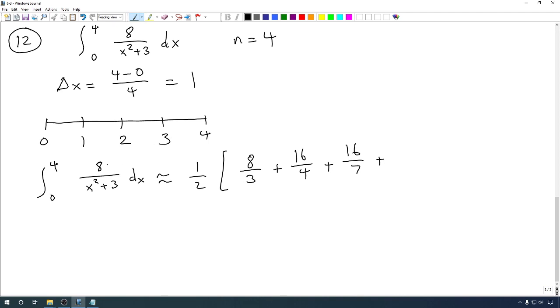We plug in 3. 8 over 9 plus 3. So 8 over 12. Again, this is one we need to double. And finally, the last one, we don't need a double. We plug in 4, 8 over 16 plus 3. Used to writing 16. It's 8 still over 19.